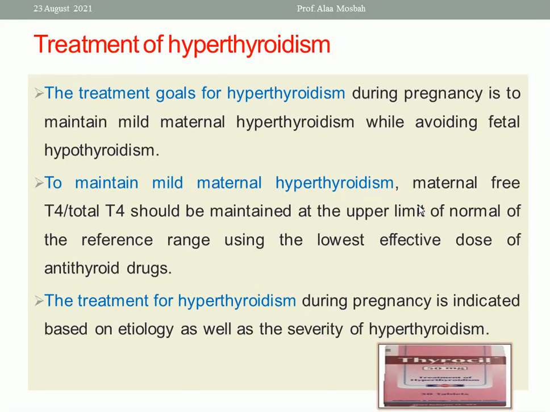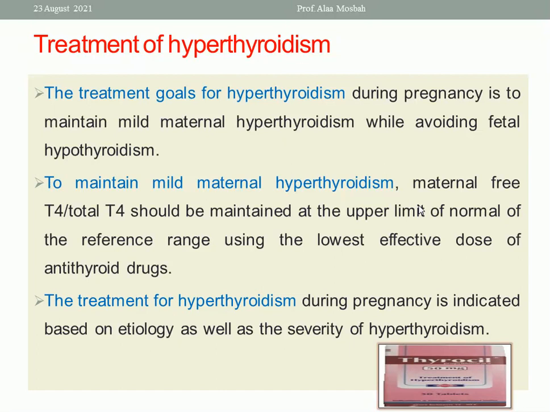What about hyperthyroidism treatment? The treatment goal of hyperthyroidism during pregnancy is to maintain mild maternal hyperthyroidism while avoiding fetal hypothyroidism. To maintain mild maternal hyperthyroidism, maternal free T4 and total T4 should be maintained at the upper limit of normal of the reference range in this country, using the lowest effective dose of antithyroid drug. So you are giving the lowest effective dose of antithyroid drug.